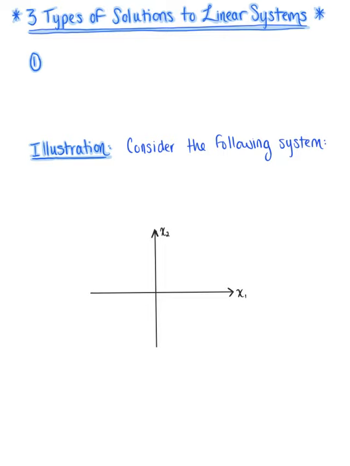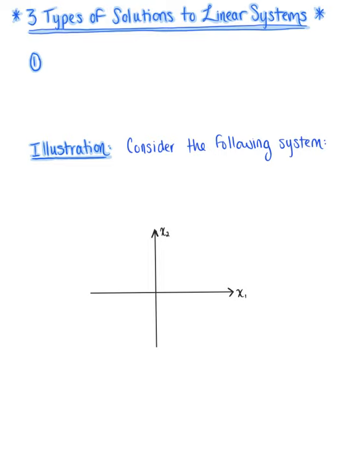So we've seen that linear systems can be consistent or inconsistent. Consistent meaning that they have at least one solution, and inconsistent meaning that no solution exists. So keeping those definitions in mind, we want to talk about the types of solutions that we're going to see for a given system of linear equations.